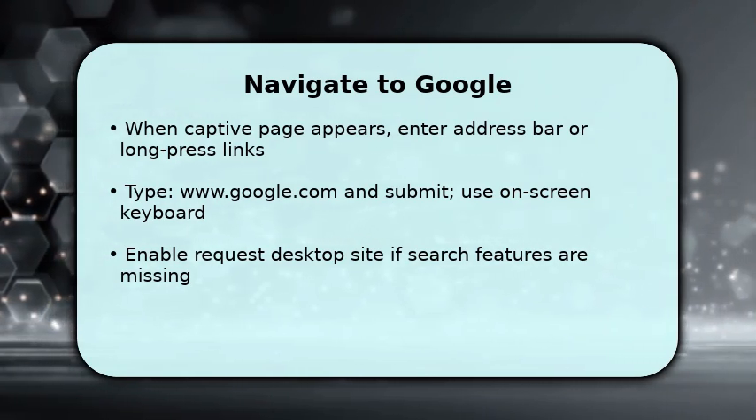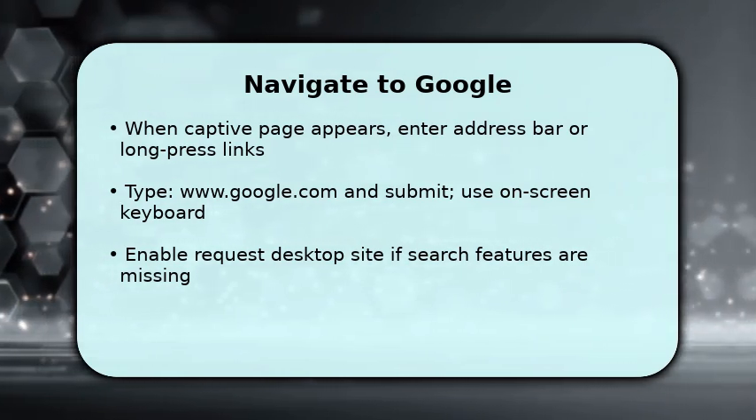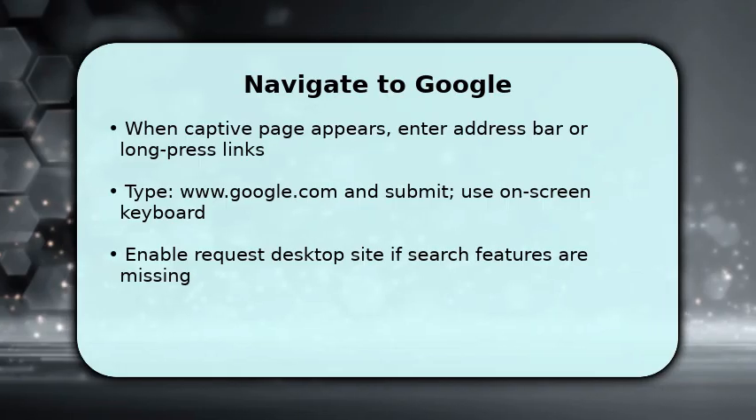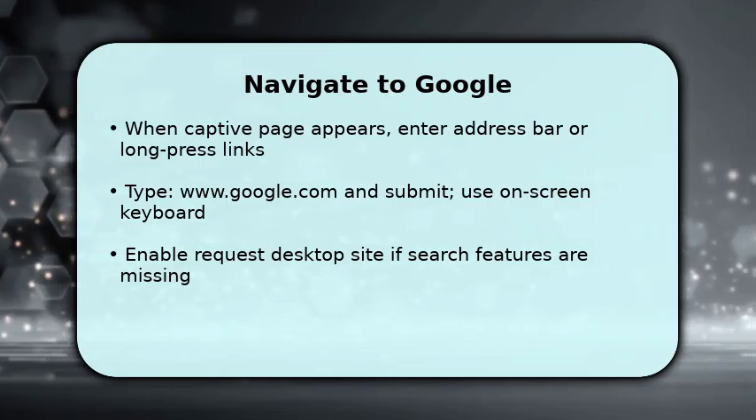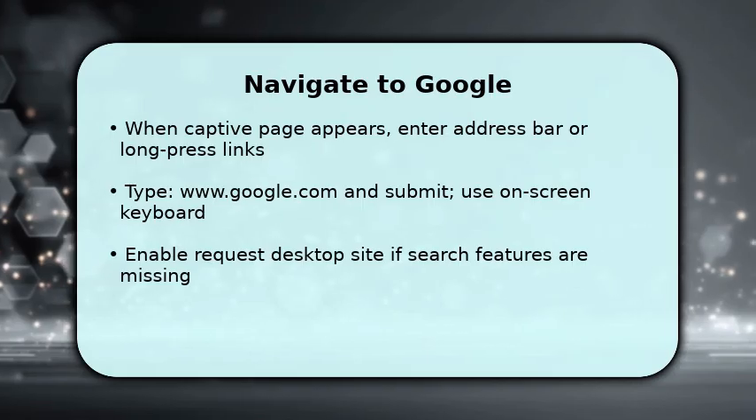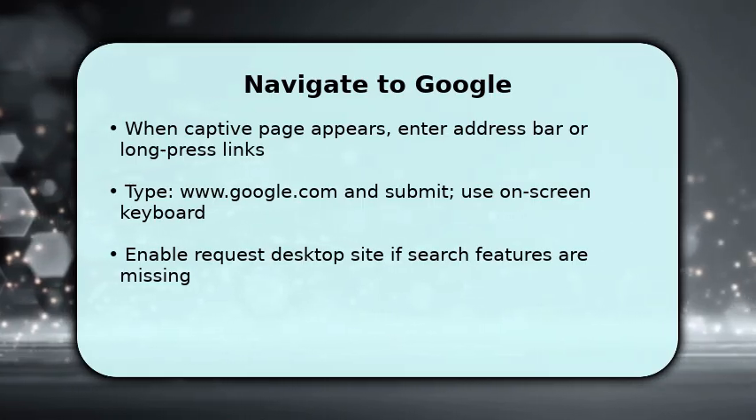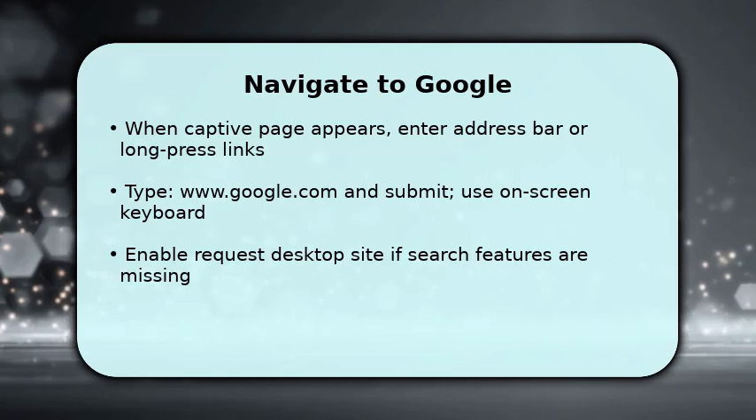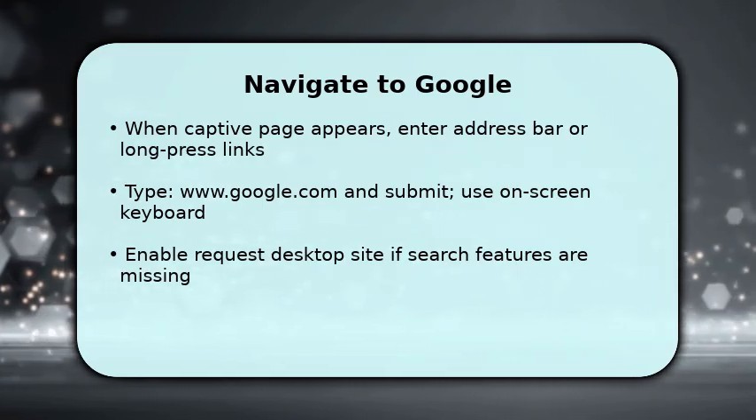Sometimes long pressing a link exposes the address bar. Type www.google.com into the field and submit with the on-screen keyboard. You may need to select menu options to request the desktop site for full functionality. This reveals advanced search tools and sign-in.